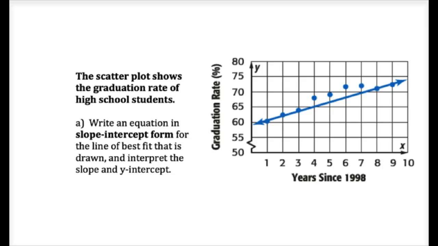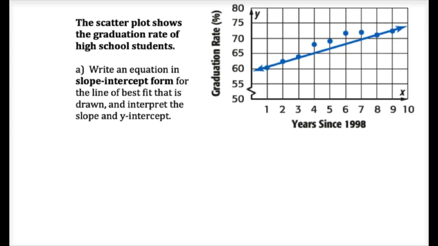All right, the scatter plot shows the graduation rate of high school students. Yikes. All right, graduation rate of high school students. Looks good to me as far as more kids are graduating from high school every year because there's a positive relationship there. It's going up. So let's write the equation in slope-intercept form. Okay, jot this down, guys. Y equals mx plus b. The more you write it down, the more you're going to remember it.